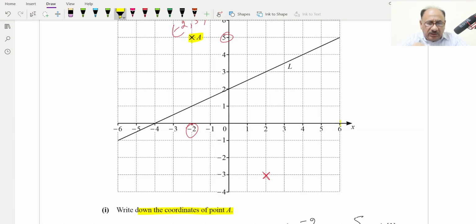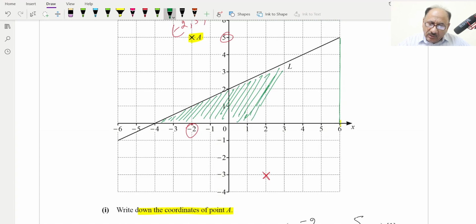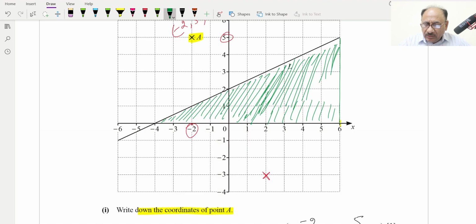So the gradient of the line we can find, and we can draw this one, and we will be considering this whole triangle. You will have to keep in mind that you should use at least half of the line. Whatever the given line, you will have to use at least half of it. The more length you use of the given line, the more accurate a result you will get.